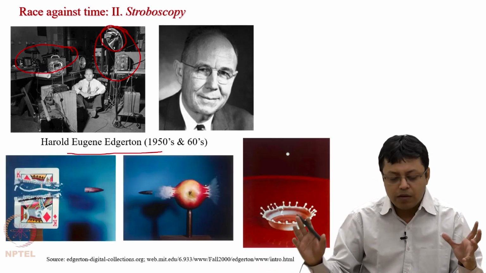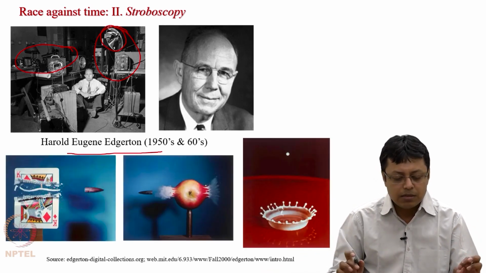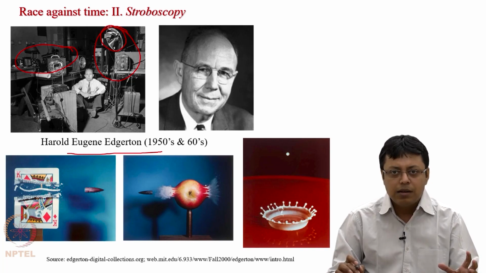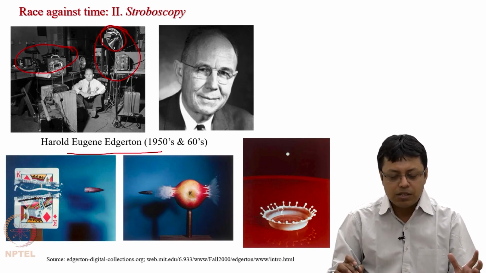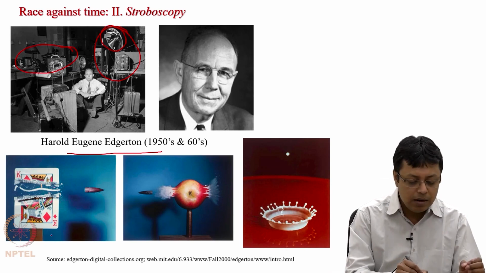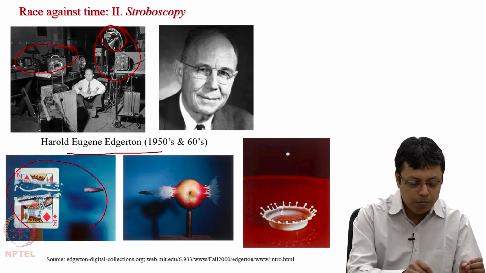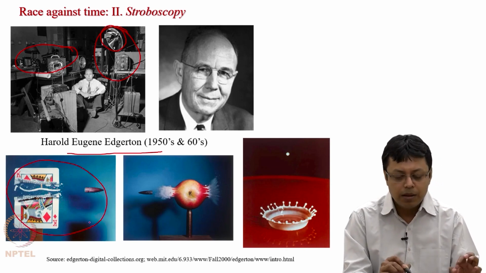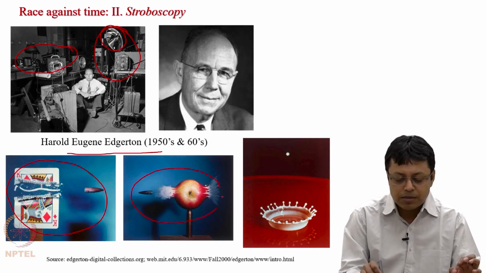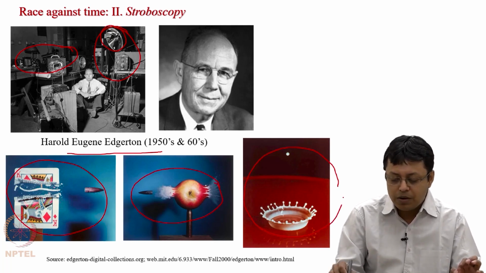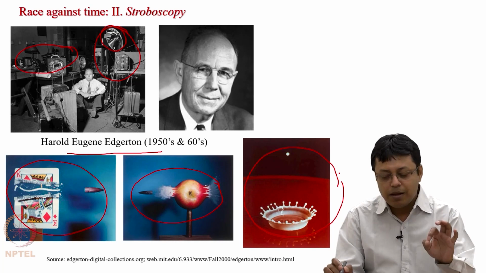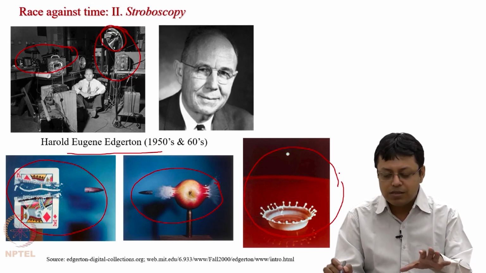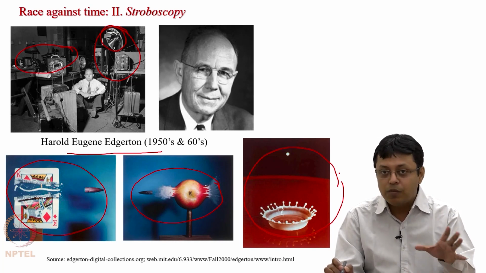Now, with this kind of flash experiments, Edgerton was able to collect extremely good images which are otherwise aesthetically very beautiful. You can see here, this is a moment when a bullet pierces through a card. This is a moment when the bullet pierces through an apple. And this is a picture of what happens when a milk drop falls on a surface which is red colored. So it creates a very beautiful pattern.